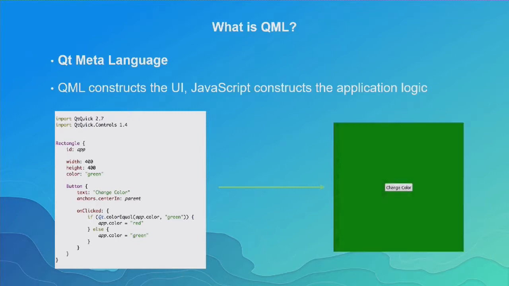And then an on-click event. This is also a familiar term from the web. Every button has an on-click event listener. What's happening on click is written using JavaScript. If the current color of the app, which is the ID of the rectangle, is green, then change it to red. Otherwise, change it back to green. So that's what happens in the animation: as you click, it just changes from red to green. So, sounds good?